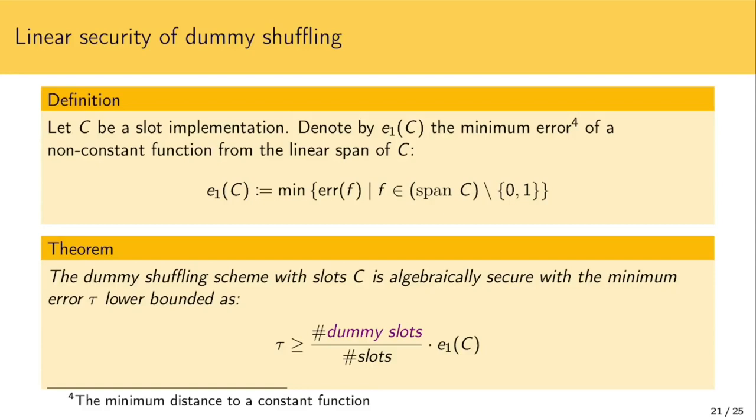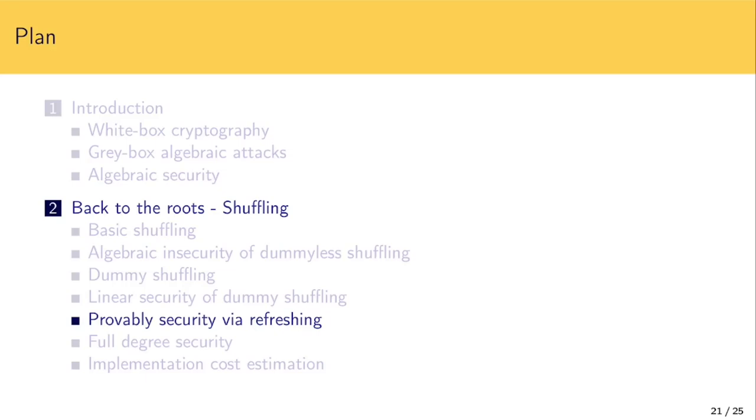Now we have two problems. First, computing E1 can be very hard, as it is similar to computing a minimum weight of a linear code, which is a hard problem. Second, what if an implementation has very small parameter E1? Cannot we protect it? A good protection should be applicable to any circuit. Now we show how to deal with these problems.